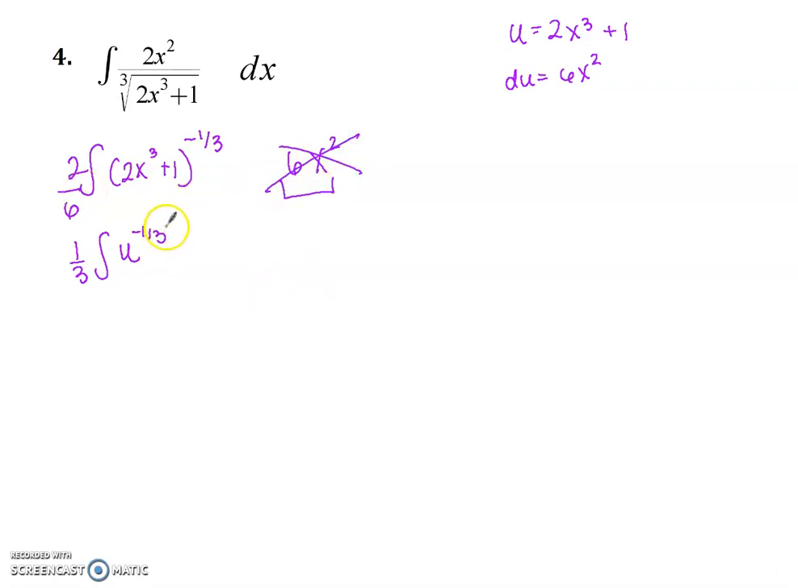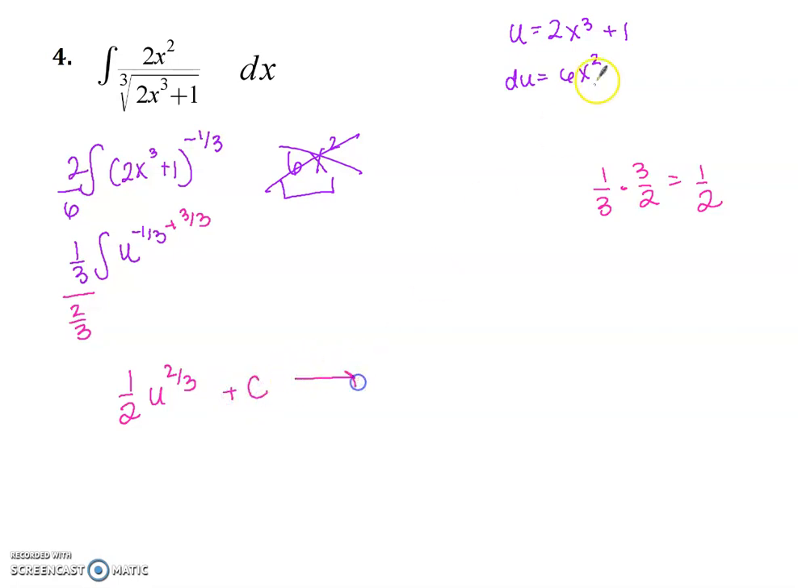Then we're going to do the antiderivative, so add 1. That's 3 over 3. Divide by your new exponent, which is 2/3. So that's 1/3 times the reciprocal, 3 over 2, which is just going to give us 1/2. So that'll be 1/2 u to the 2/3 plus c. Then put your 2x cubed plus 1 back in.